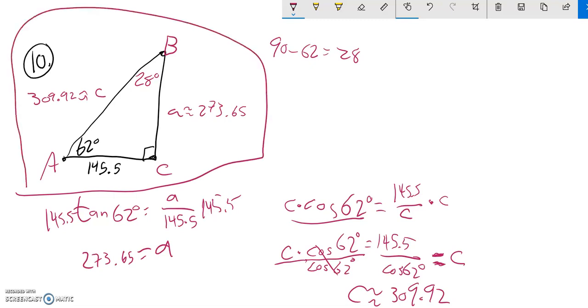Now, if I had gone a different route to get this number, for example, if I had used the Pythagorean theorem or something like that, I might be off a little bit. Like my numbers might be off a little bit.